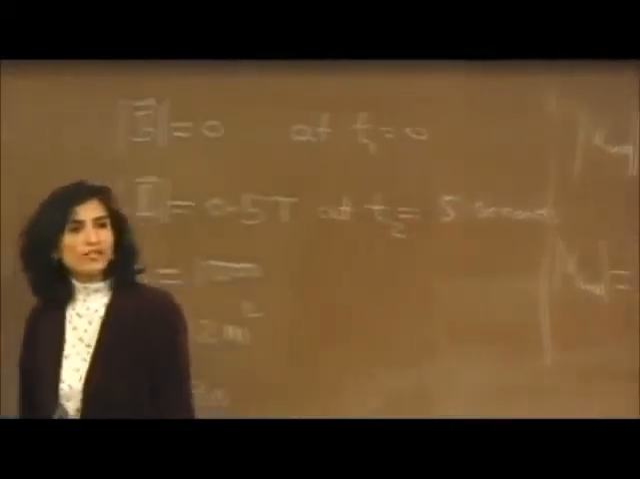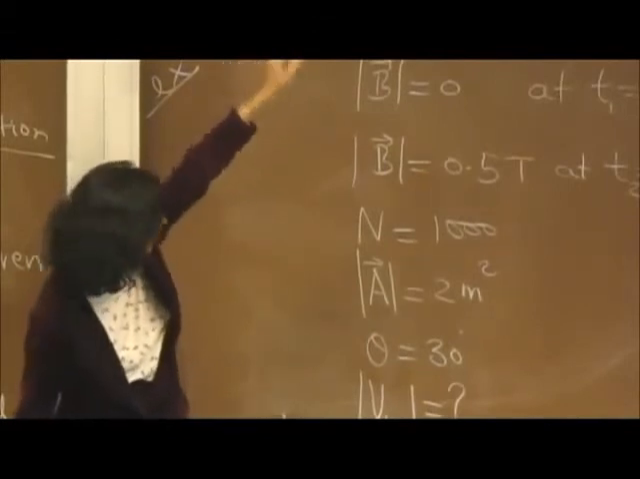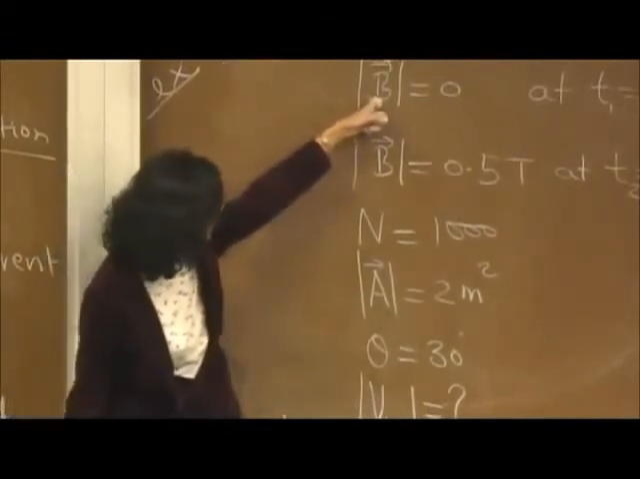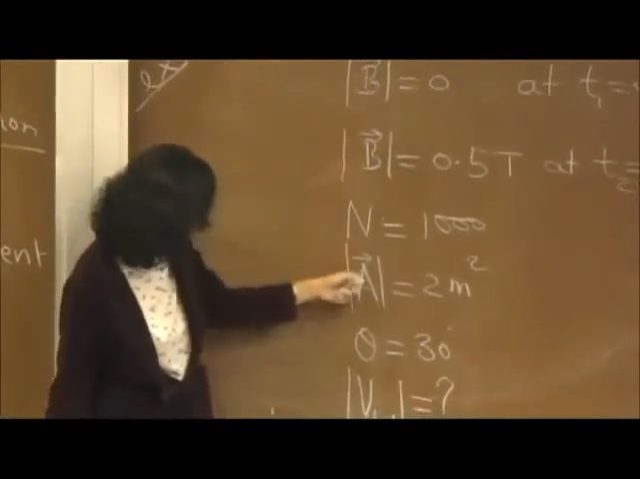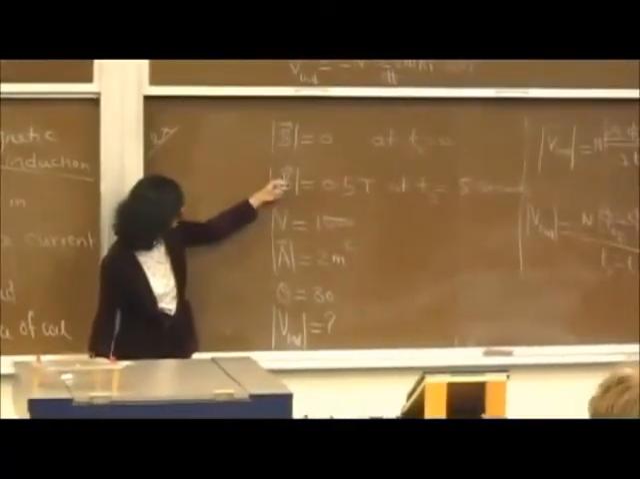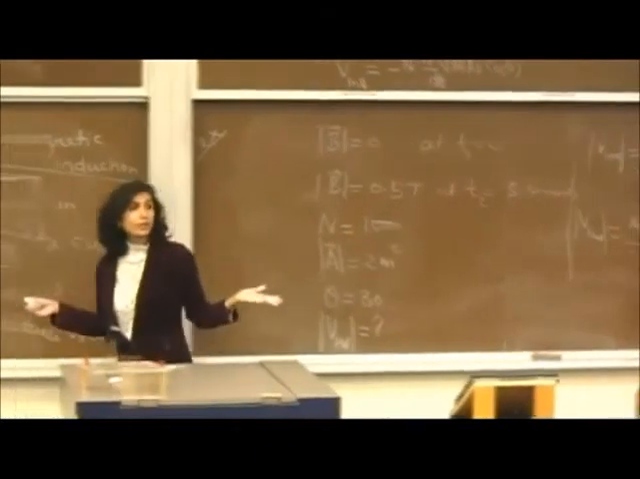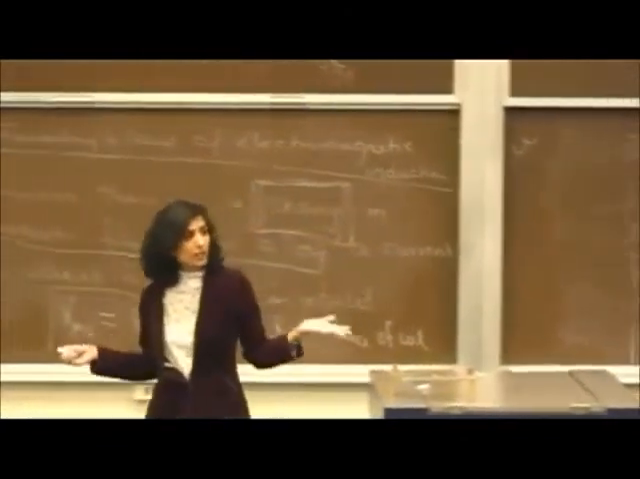What is phi b final and phi b initial? Can you guys find it out yourself? It will be B times A times cosine theta. Initially it will be the initial B times this area times this cosine theta. Finally it will be the final B, this area times this theta. Does that make sense? So plug everything in and you will be able to find the induced EMF in volts.